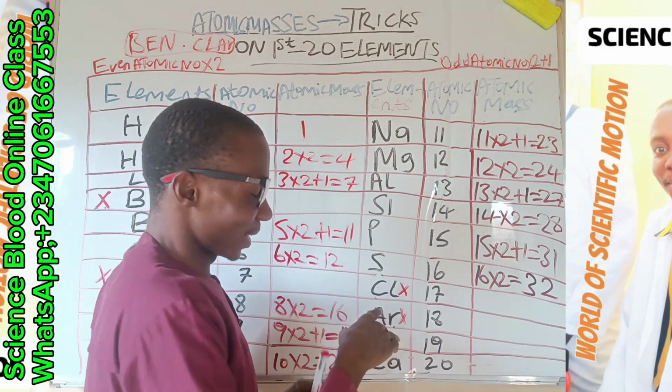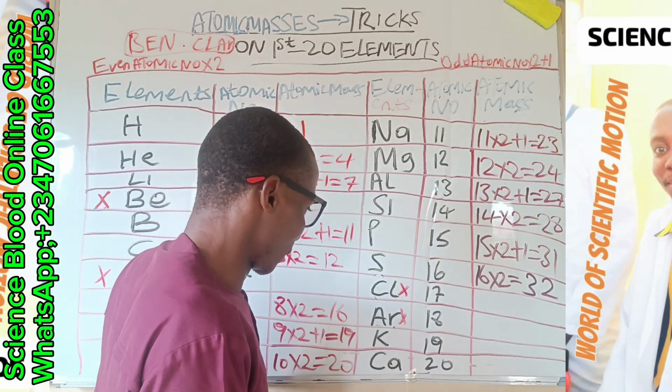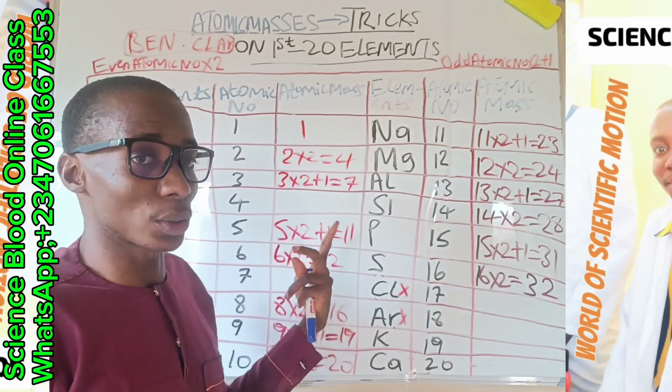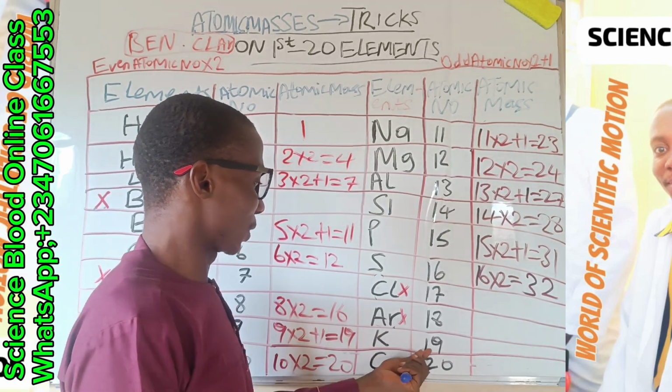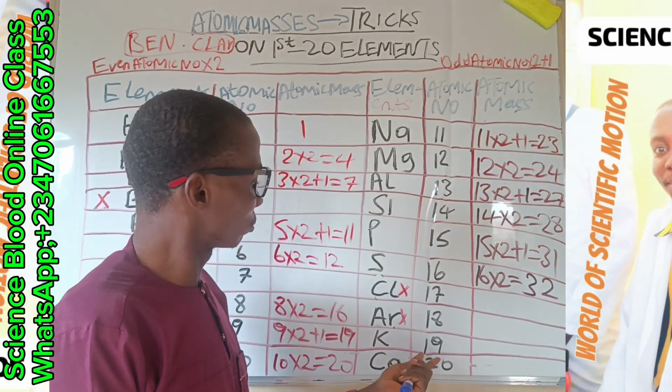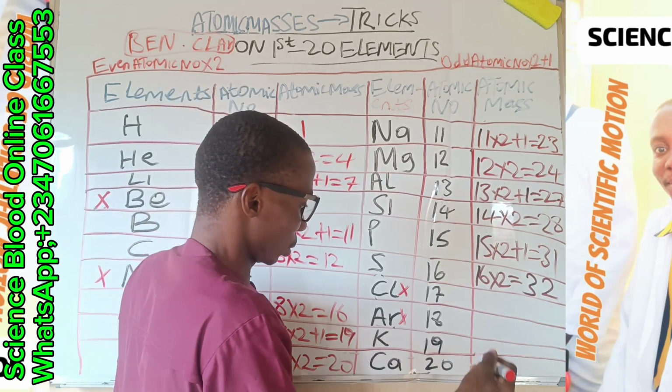Let's continue. So chlorine is an exception. It's an exception. I have taken it initially. So the next one, argon, is also an exception as well. Then potassium. As you can see here, potassium is an odd number. It's not divisible by 2. So what are you going to do here?